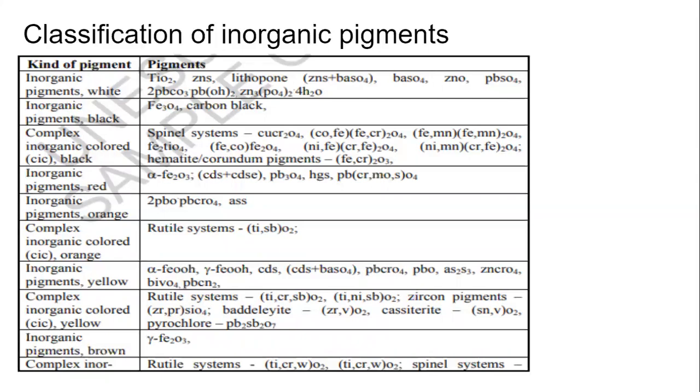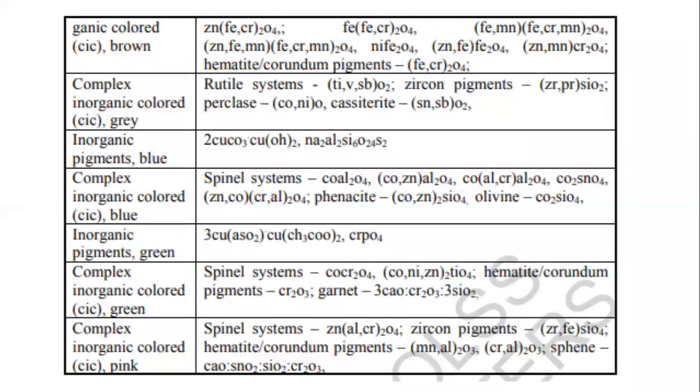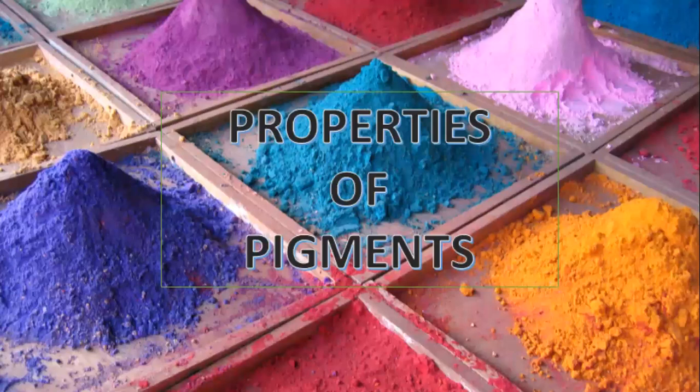Next, and then we also have complex organic color, inorganic colored brown, complex inorganic colored gray, inorganic pigments blue. Usually the blue is copper, and then complex inorganic colored blue, inorganic pigments green, complex inorganic colored green, and also complex inorganic colored pink. Next.